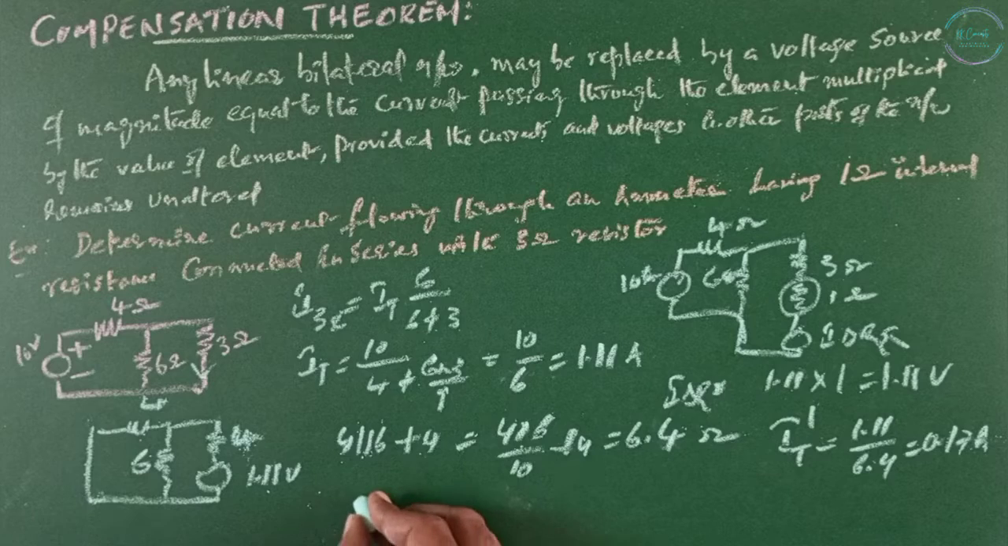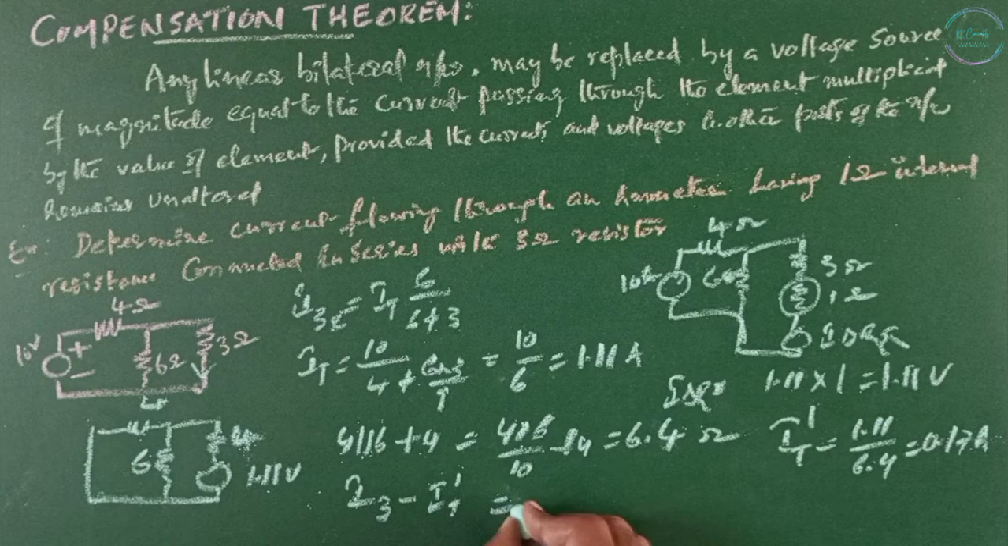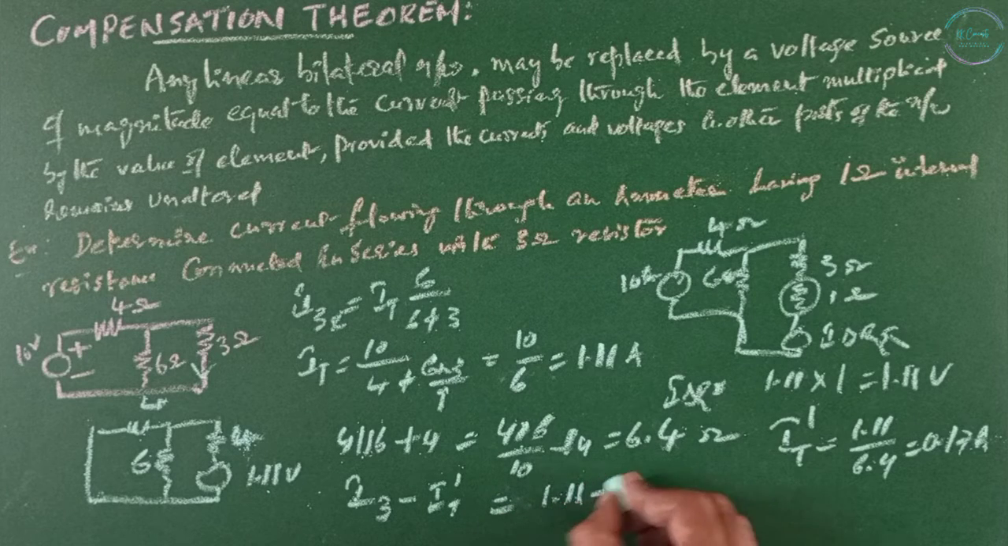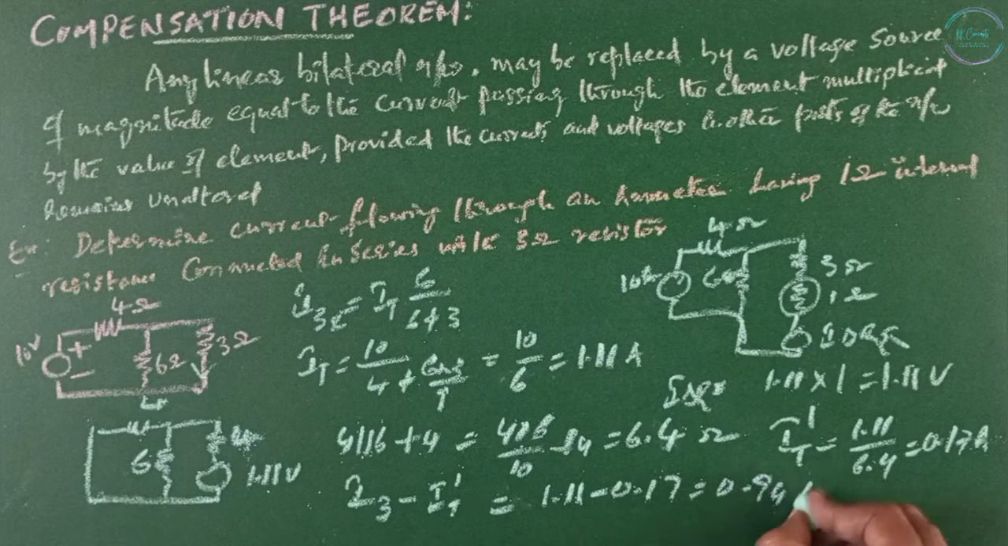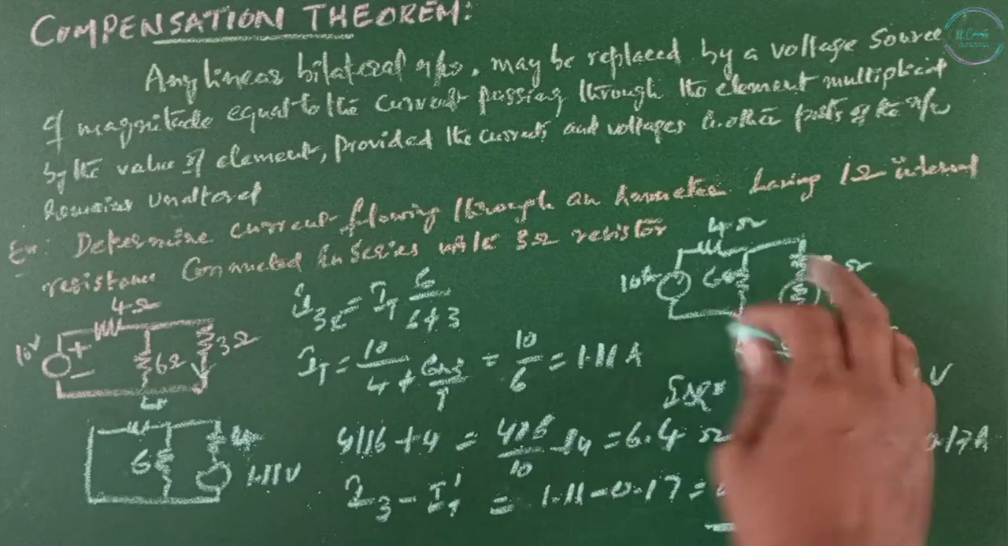So the difference is going to be measured by the ammeter. The difference in the currents is 1.11 minus 0.17, which is 0.94 amps. And this is the current measured by the ammeter, which is in series with the 3 ohm resistor.